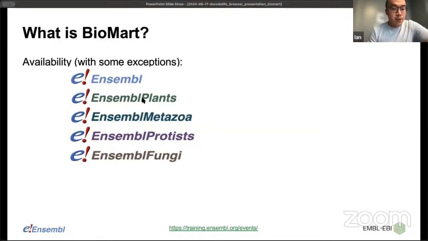So Biomart is available for most Ensembl platforms. It's available for core Ensembl, so that's for things like human, mouse, pigs, chicken. It's available for Ensembl Plants, as well as the metazoa, the protists, and the fungi. But Biomart is not available for Ensembl Bacteria.